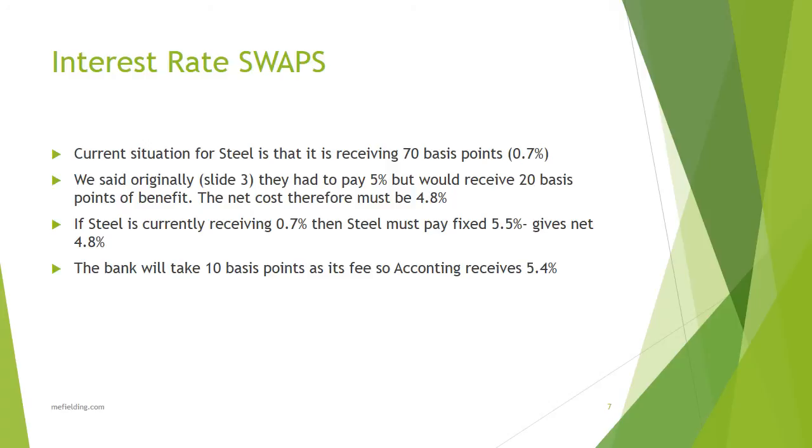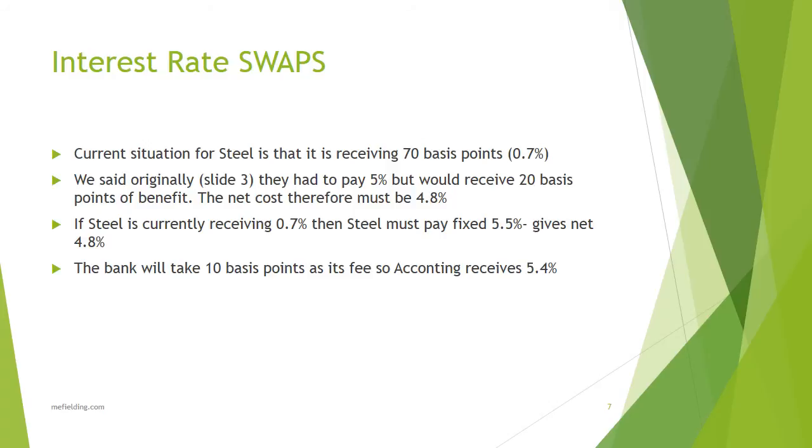Point number 3. If steel is currently receiving 0.7%, being LIBOR plus 90 minus LIBOR plus 20, then it must pay 5.5. Why must it pay 5.5? Because we said it must pay 4.8. It's already receiving 0.7 for doing nothing, so it must pay 5.5. And the net of that gives you 4.8. Right, that might be a wee bit tricky.